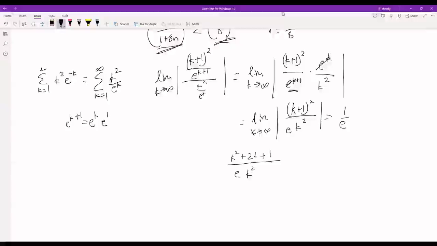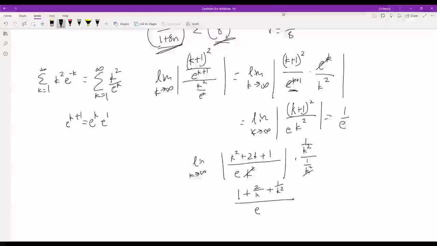over the denominator, we can then multiply the top and the bottom by 1 over k squared, which is essentially just multiplying by 1, so the value doesn't change, but we can rewrite this as k squared over k squared, which is 1, plus 2k over k squared, or just 2 over k, plus 1 over k squared, divided by e, because the k squareds cancel out.